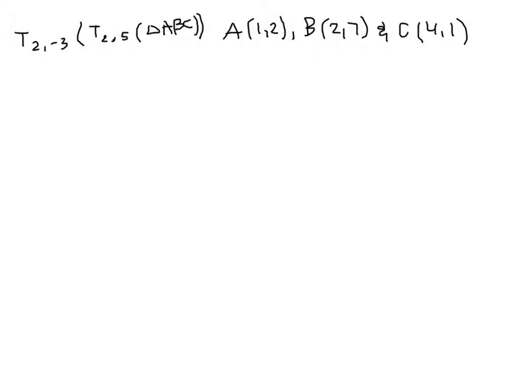Okay, so this one's a little tricky because we are given the transformation 2, negative 3, and we're also given the transformation of 2, 5. This is what we mentioned a few days ago. I believe it was last Wednesday maybe. When you have 2 transformations, remember you always go inside out. So we're starting with the innermost translation first, which is the translation of 2, 5.